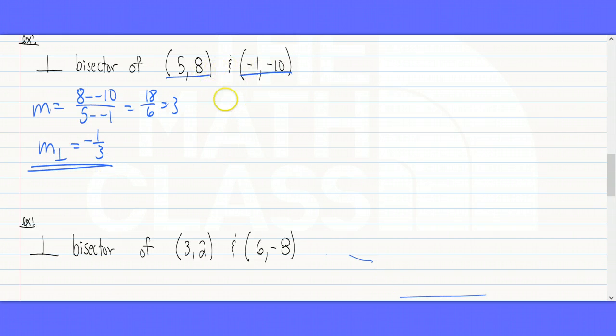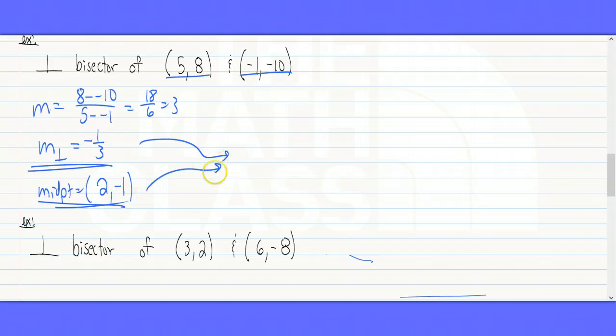And then in order to bisect that, we need to know the midpoint between those 2 points. So 5 plus negative 1 is 4. 4 divided by 2 is 2. 8 plus negative 10 is negative 2. Divided by 2 is negative 1. So there is our midpoint.